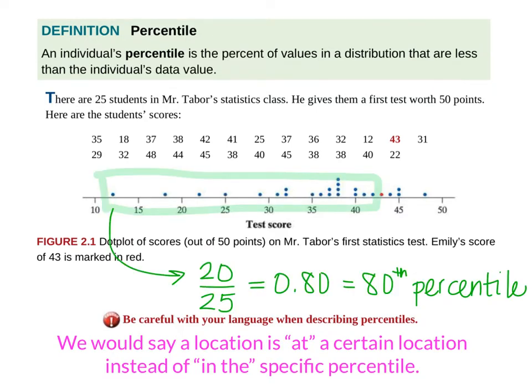So what you could do is add up the number of scores that are less than that 43, and that is 20 scores. So 20 out of a total of 25 is 0.80 or 80%. So we would say that this score, 43 out of 50, is in the 80th percentile. Be aware that when you are describing percentiles, we would say that a score like 43 out of 50 is at the 80th percentile. We wouldn't say it's in the 80th percentile.